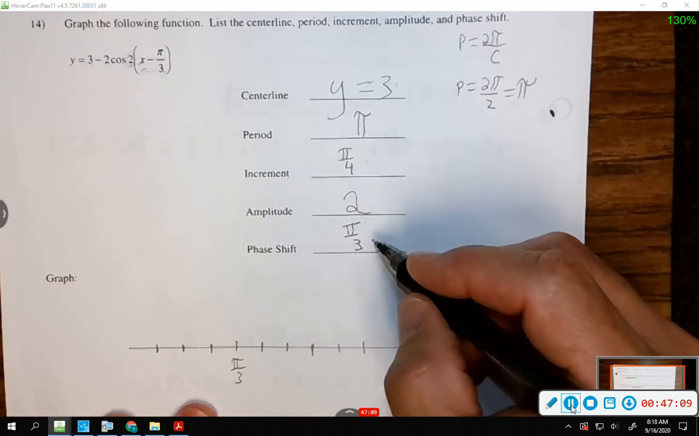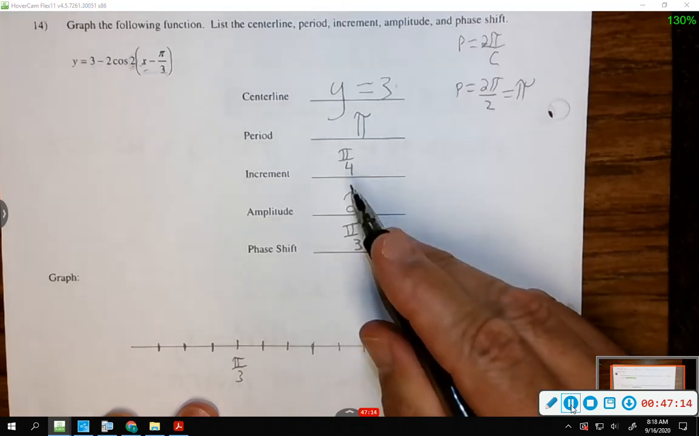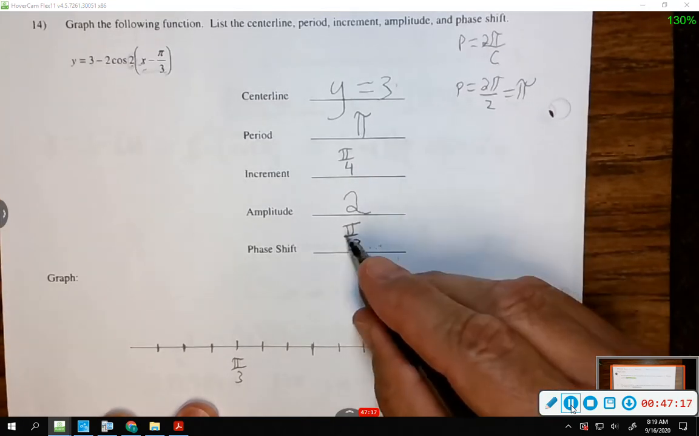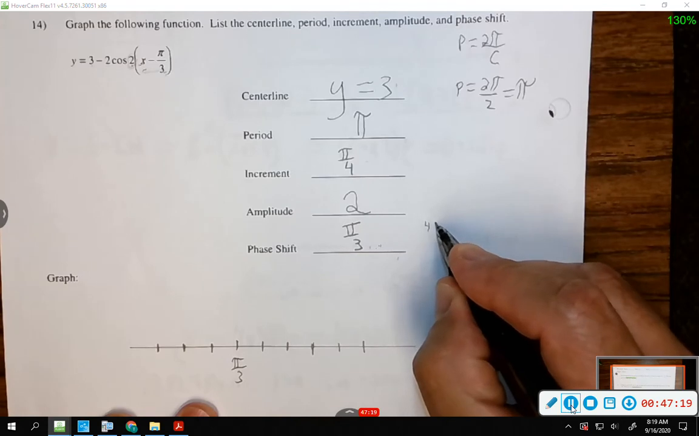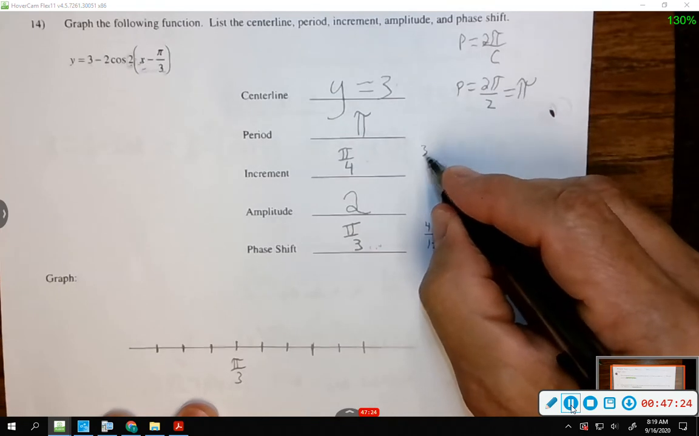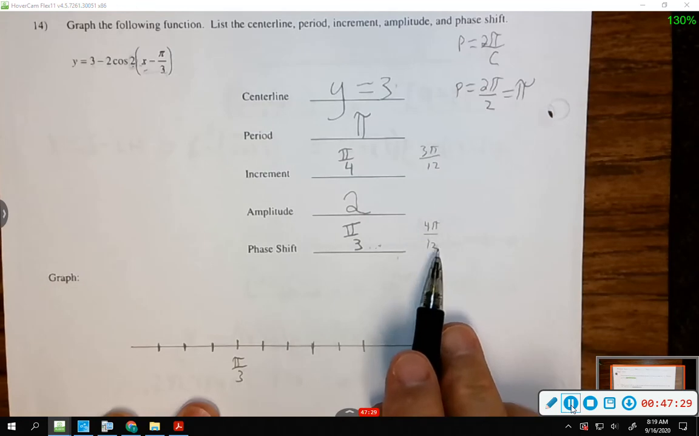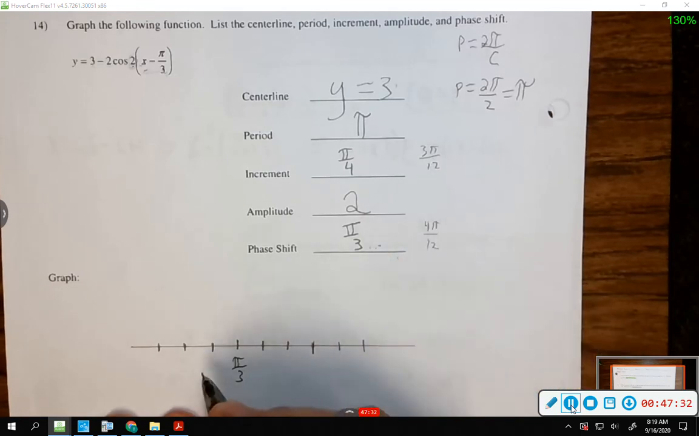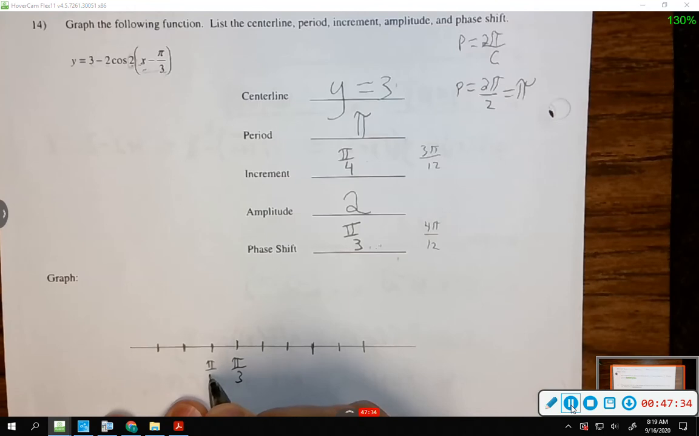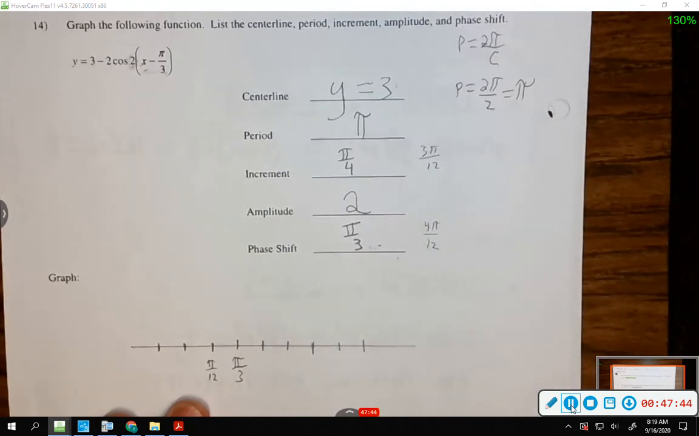So I'm going to write real quick on the side here. The lowest common denominator here is going to be 12. So really, I want to think of my phase shift as being 4 pi over 12 multiplied by 4 over 4. And my increment multiplied by 3 over 3 is 3 pi over 12. So if I have 4 pi over 12 and I subtract 3 pi over 12, I have a positive pi over 12. I still need to go backwards at least one more. Pi over 12 subtract 3 pi over 12 is negative 2 pi over 12, or negative pi over 6.